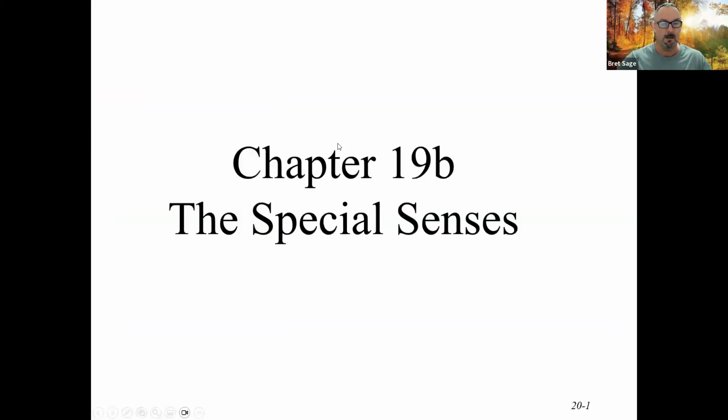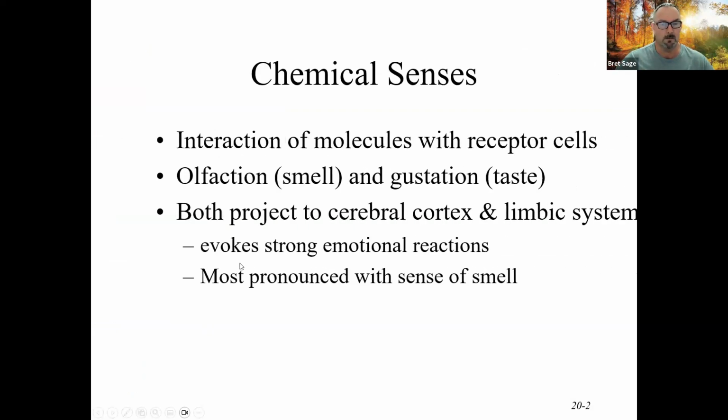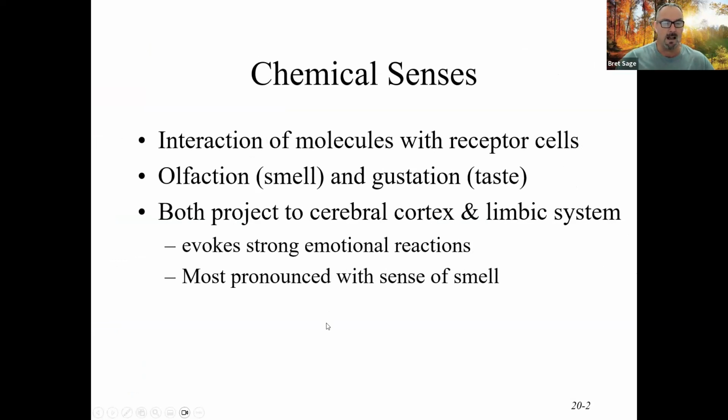Okay, now we're in 19B, talking about the special senses. And these are senses found only in the head, so nowhere else other than your head. So chemical senses. Interaction of molecules with receptor cells are what are called chemical senses.